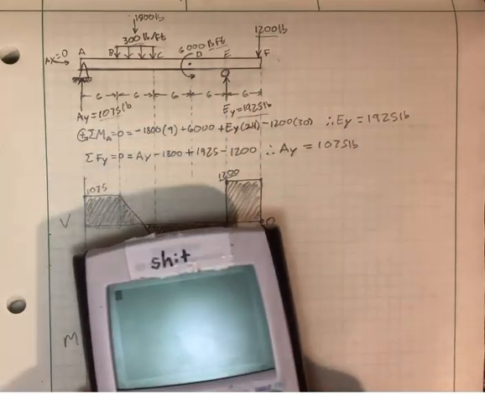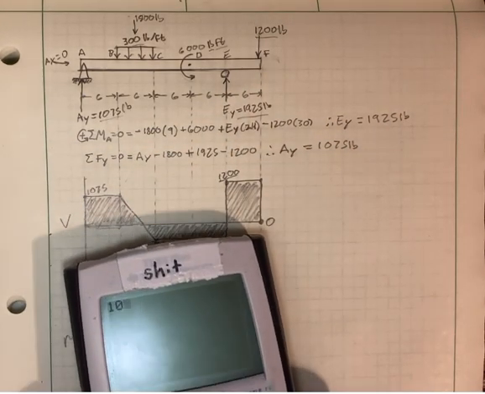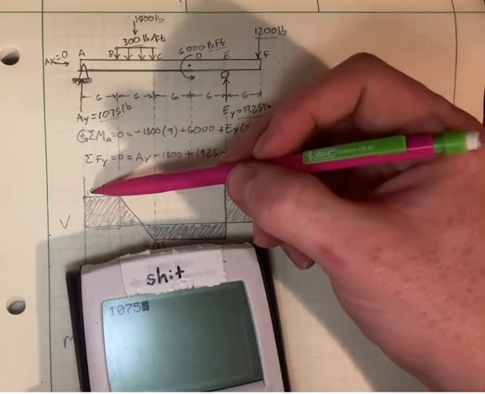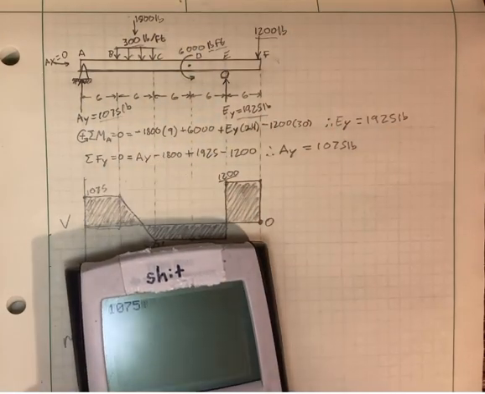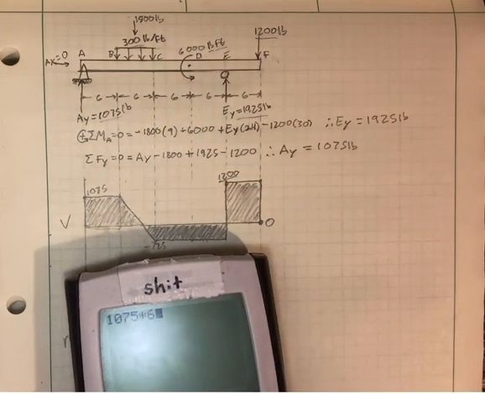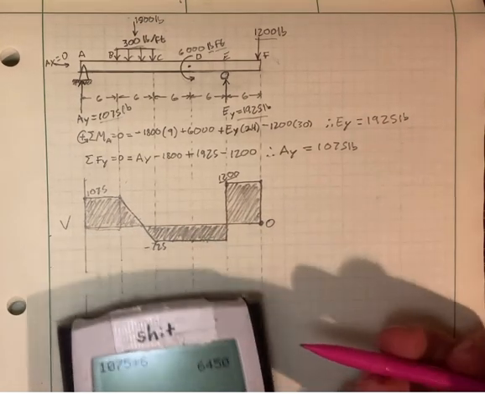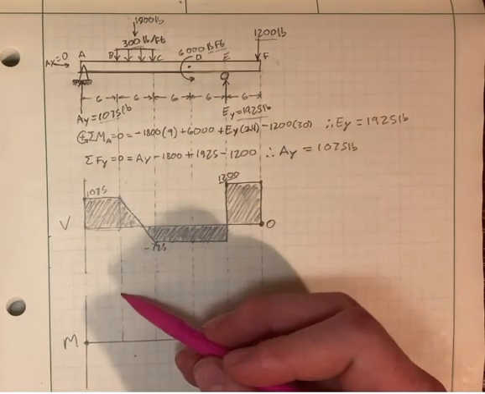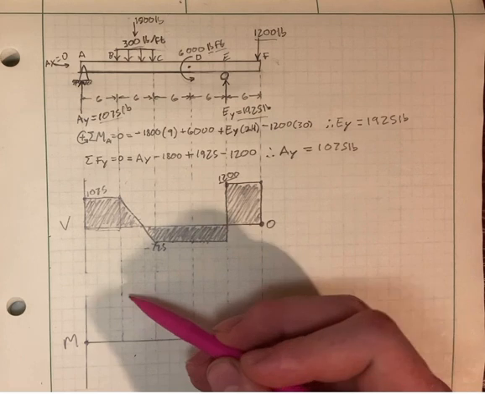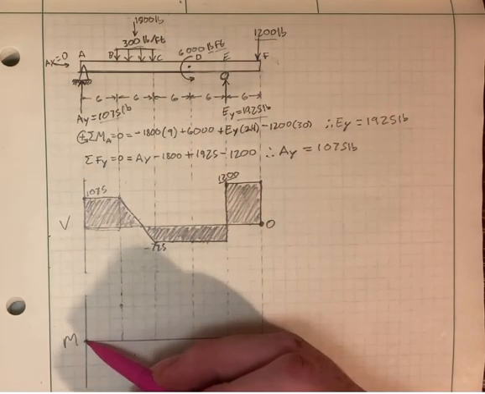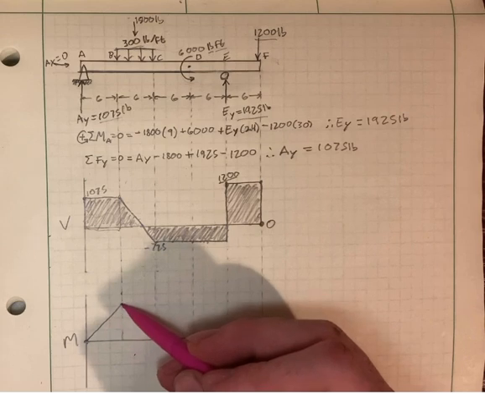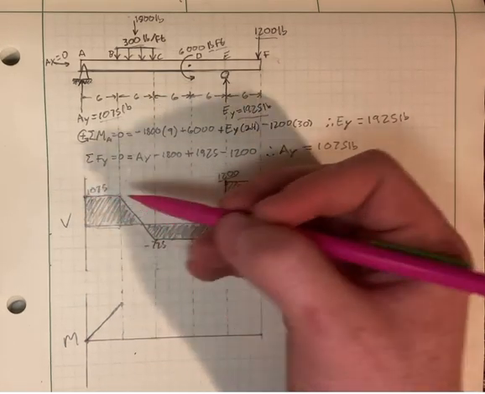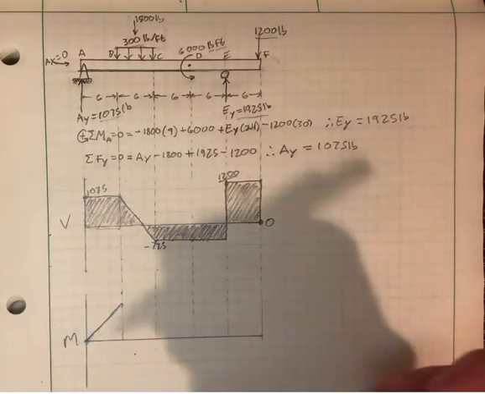When we have 1075, that's the height, times the distance of 6, gives us 6450. So that's where our moment is going to end up. Let's put it there, right? We're going to go straight up to 6450, and it's linear because this is constant, right? Cool.